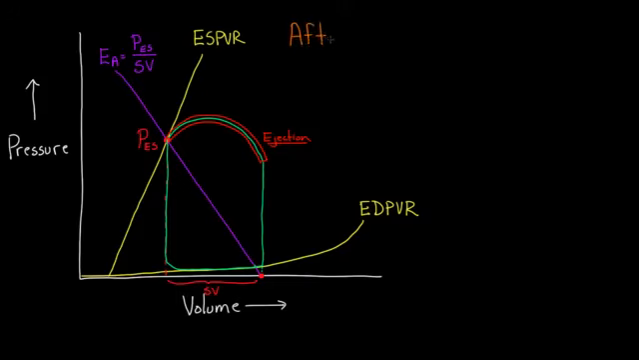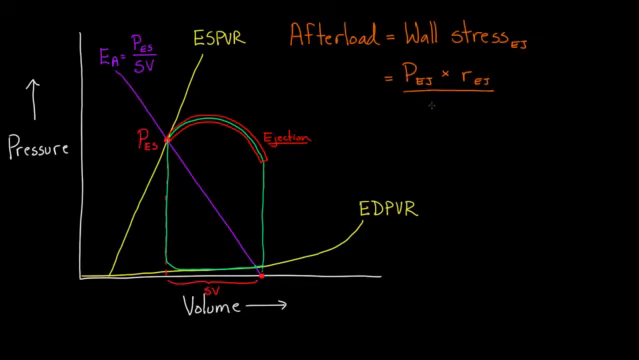Remember, we actually defined afterload according to this part of the pressure volume loop. We said, and this is going back to Laplace, that afterload is basically wall stress. Wall stress happening during ejection. So during the entire ejection phase, the wall stress is what our afterload is. And we wrote this out as Laplace's law: pressure times radius of the left ventricle during ejection, divided by 2 times the wall thickness during ejection. So this is the formula for afterload, and we have to remember that it's occurring during the entire ejection, during the entire part I traced out.